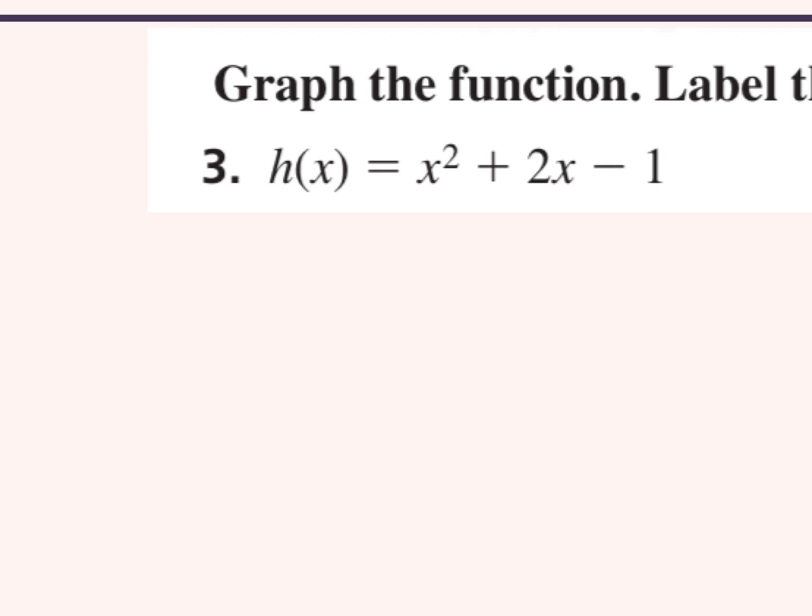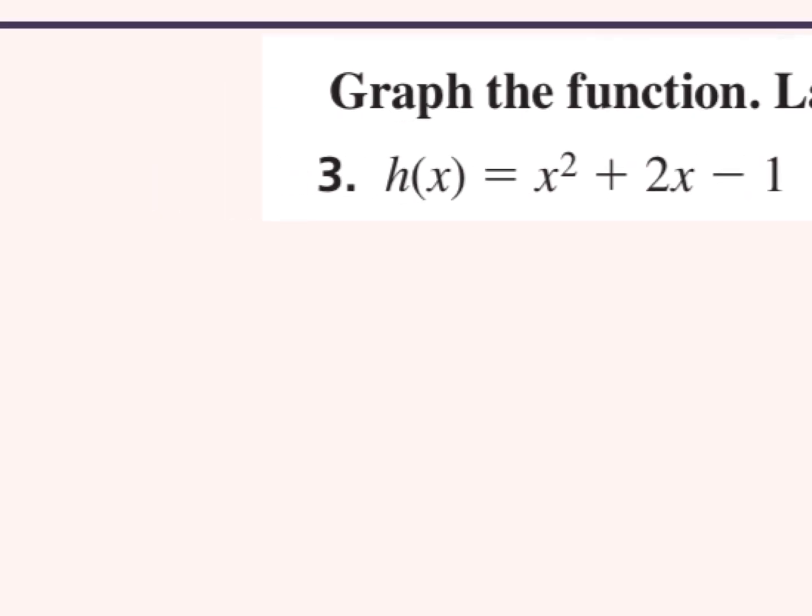So here we have standard form. In standard form, we have to find our vertex first. Our little formula to find our vertex is -b over 2a. Well, what's our A? 1. What's our B? And C? -1. So let's plug those in. So I have -2 over 2 times 1.